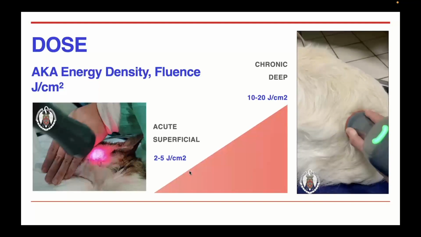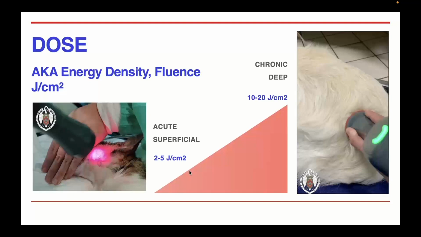And because the area in which we distribute the light is part of the definition for dose, if we don't measure or at least make a good estimation of the treatment area, we cannot be aware of the dose we are using. The range of doses that we use is wide, from 1 to 30, although 2 to 20 is more common. And the dose we select is influenced by at least 2 factors. One is how acute versus how chronic the condition is, and second, how superficial or deep the targeted tissues are.